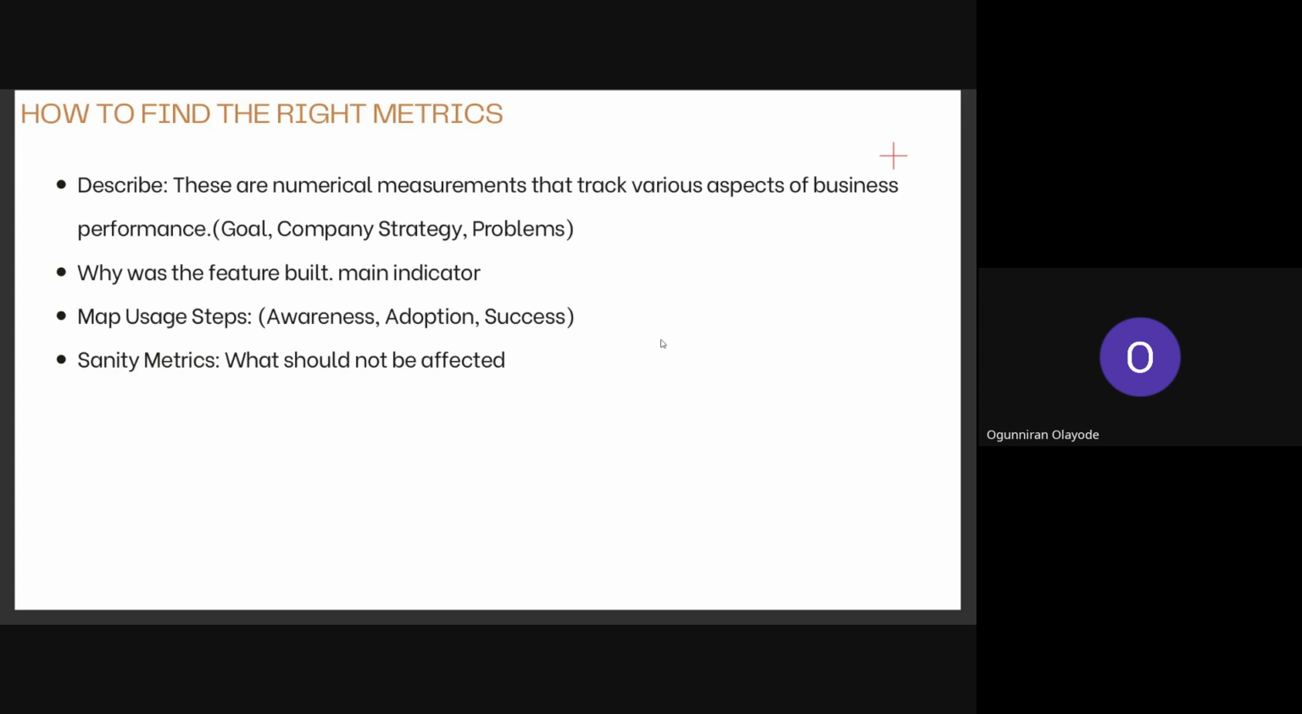And you have to determine the sanity metrics. Sanity metrics are the metrics that you cannot touch when you are trying to increase or improve the other metrics. For example, you are trying to increase the number of downloads of an application. You cannot touch the ratings of that app, because if you touch the rating, it's going to affect another thing in the business. So you have to look at what metrics must not be affected when you're trying to improve these other metrics, and you make sure they are not affected in any way.